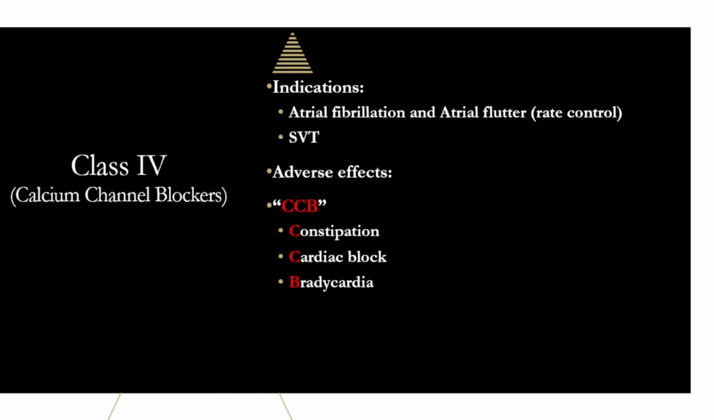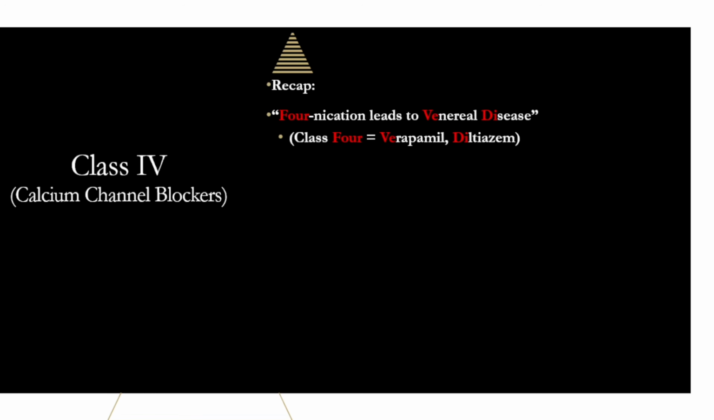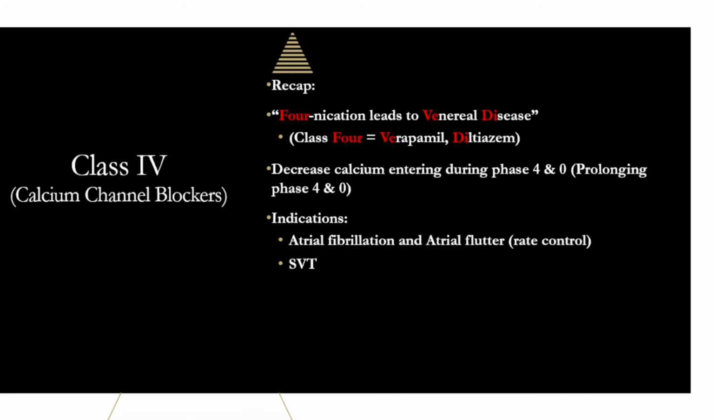All right, that's our class 4 antiarrhythmics. Not a whole lot to know. Our calcium channel blockers. Remember the meds in this class by remembering fornication leads to venereal disease. Class 4, verapamil and diltiazem. Remember, these are non-dihydropyridine agents. They decrease calcium entering during phase 4 and 0. Indications are rate control in AFib and aflutter, and SVT. Remember your adverse drug reactions by remembering CCB: constipation, cardiac block, bradycardia. All right, if you're still with me, congrats. That was a lot. That was your class 1 through 4 antiarrhythmics.